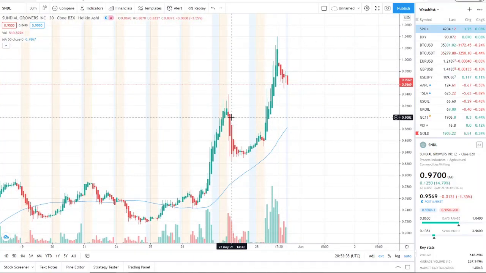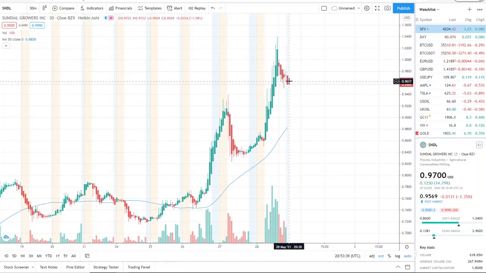Now, yesterday it had a healthy pullback and a big bounce. We'll have to see if this is a healthy pullback going into a big bounce for next week.